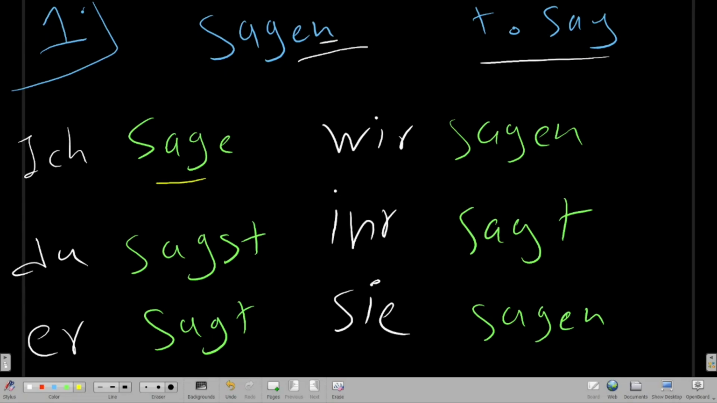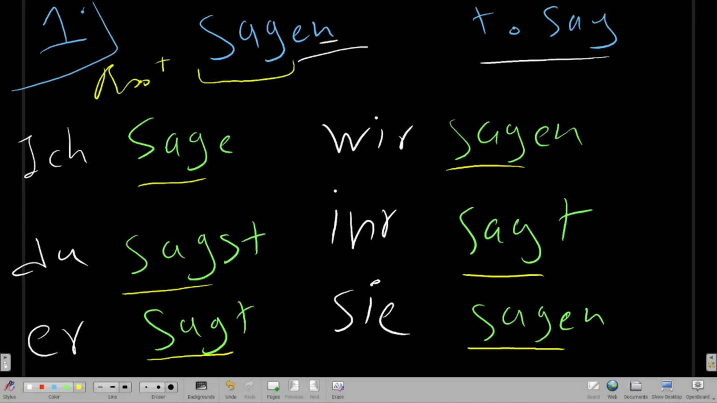Now let's take a closer look. We see that this part, SAG, appears everywhere. What does that mean? That tells us that this is the root, and the root carries the meaning of the verb. Let me just show you something real quick. So this is the root. These are the things that come after it. These are the things that come before it. These show which person it is, what the tense is, what the mood is. The most important thing is the root.